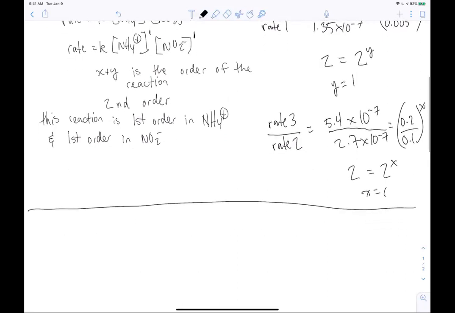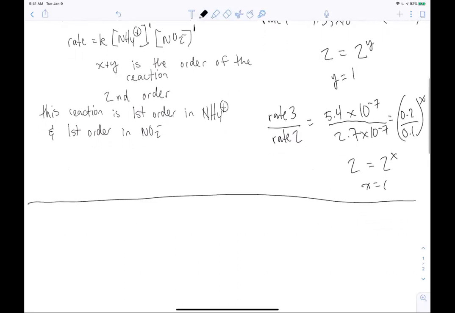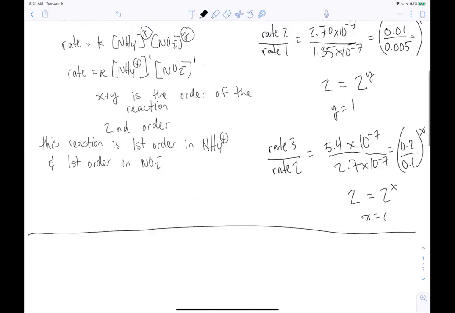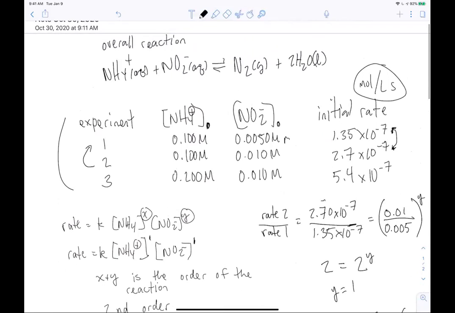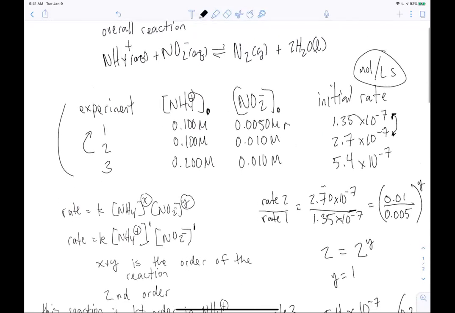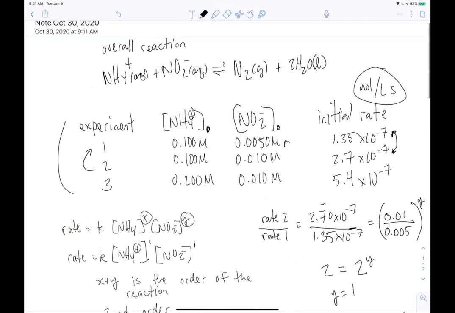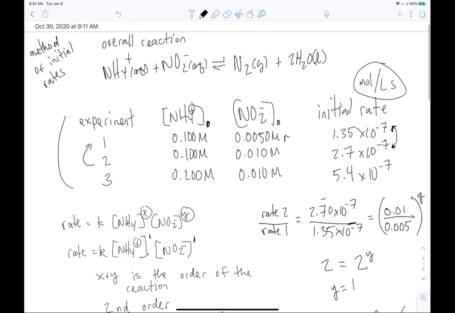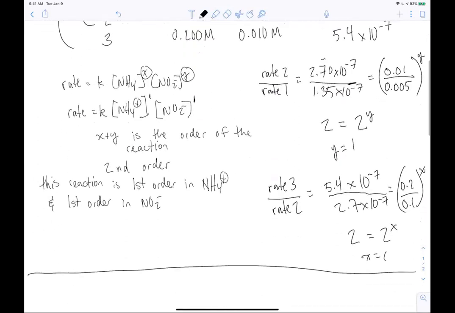So that's how the method of initial rates works, and that's how you can find the order of the reaction from it. As for typical questions, I think almost always, the question for the method of initial rates is just asking about the order of the reaction. It's just a way to figure that out experimentally.